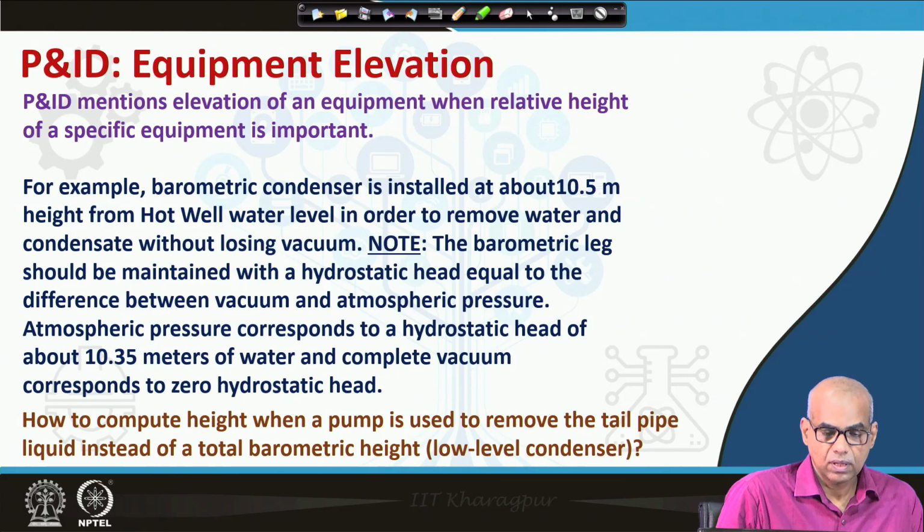Sometimes a pump is also used along with the barometric leg, which is known as low level condenser. How to compute height of the barometric leg when a pump is used to remove the tailpipe liquid instead of a total barometric height? What you have to do is, you have to subtract whatever head is being supplied by the pump from the barometric leg.